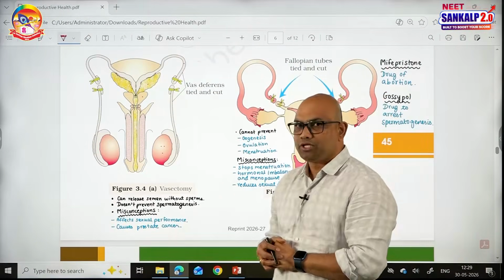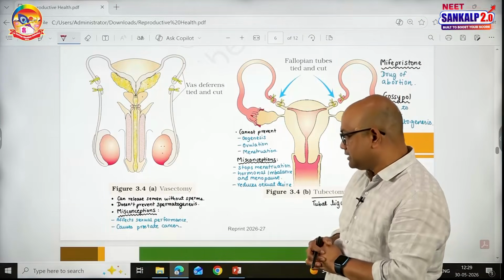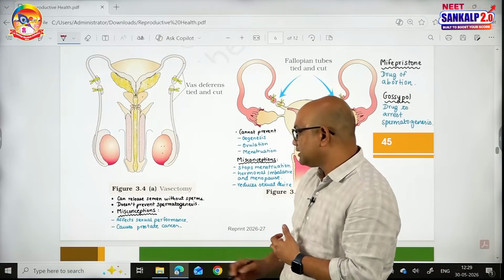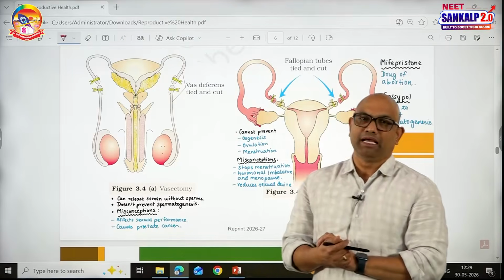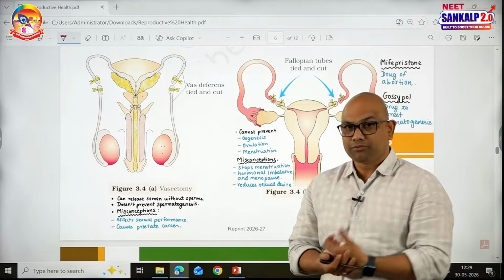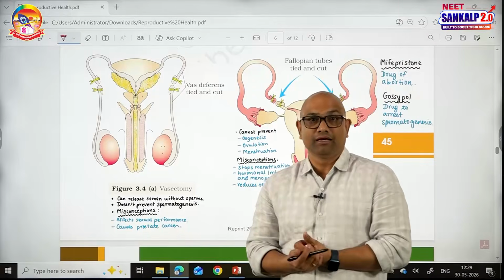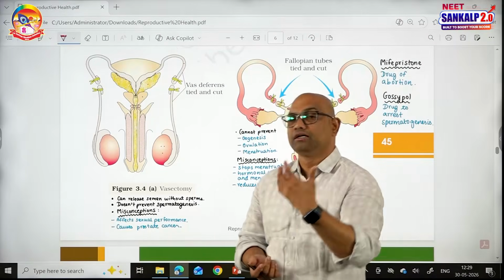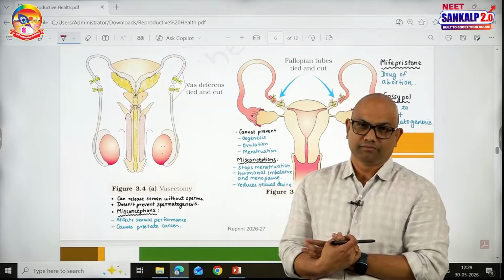There are some misconceptions related to the vasectomy in males. One of the misconceptions among the males regarding the vasectomy is that they may think it affects the sexual performance of the male after the surgery, but that is a misconception. And one more misconception is that after vasectomy there is a chance for prostate cancer.